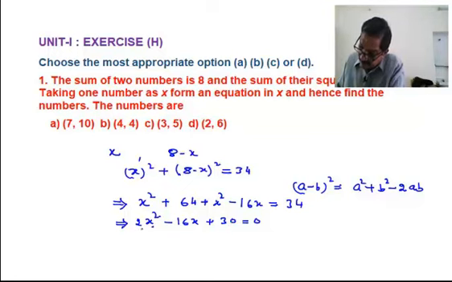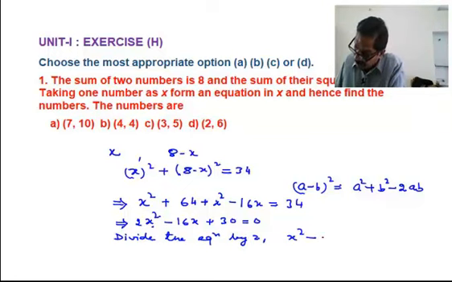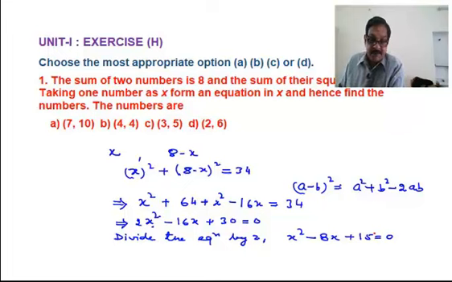Now we can divide the whole equation by 2 to simplify it. So divide the equation by 2. We obtain x square minus 8x plus 15 is equal to 0. This is my equation. Now we can solve this equation by the method of factorization.